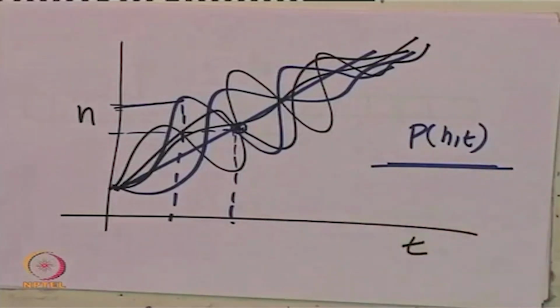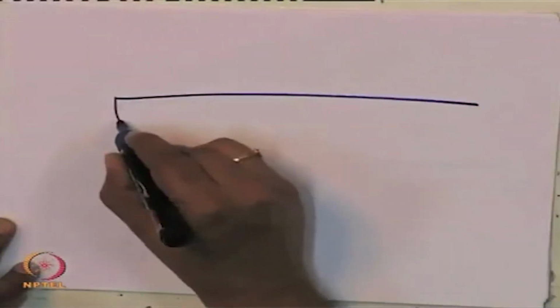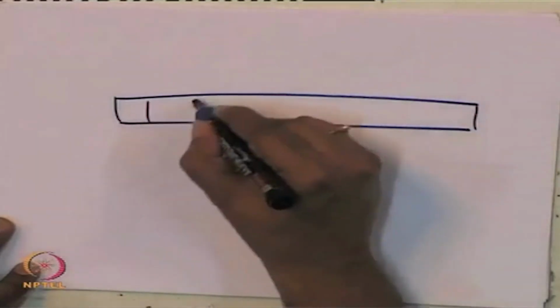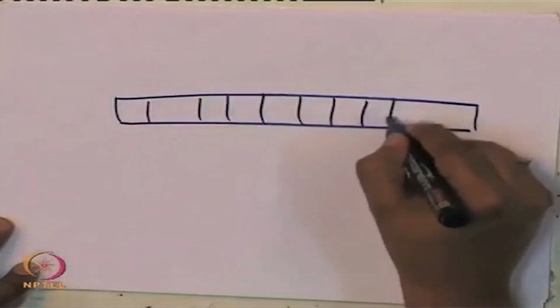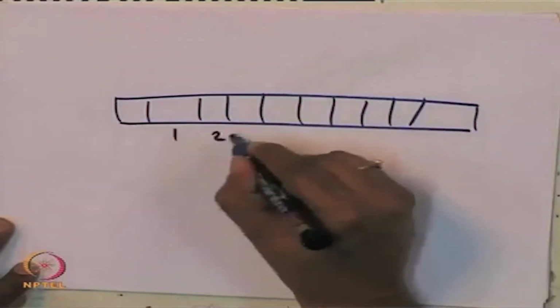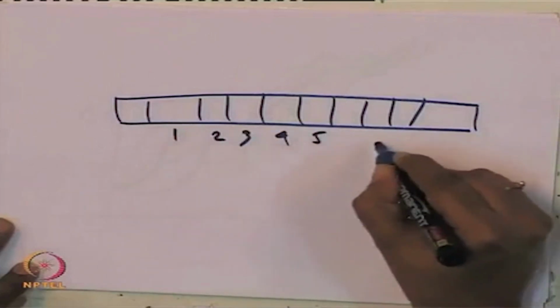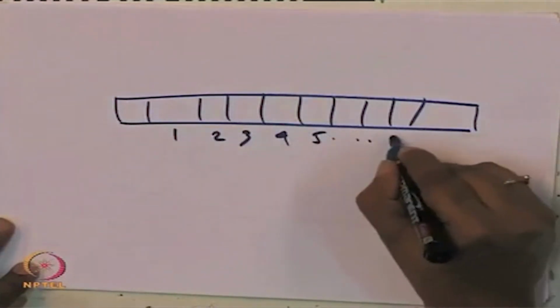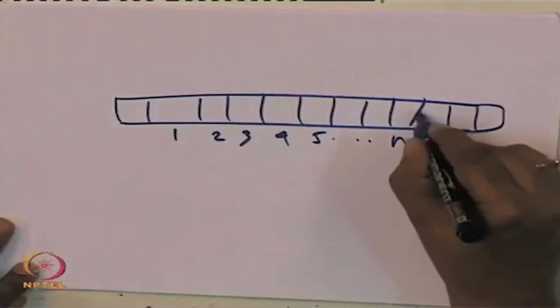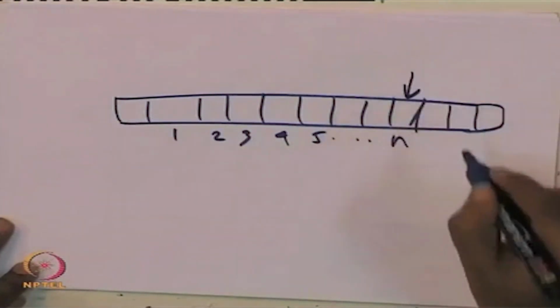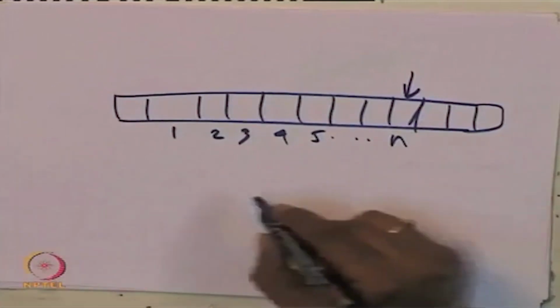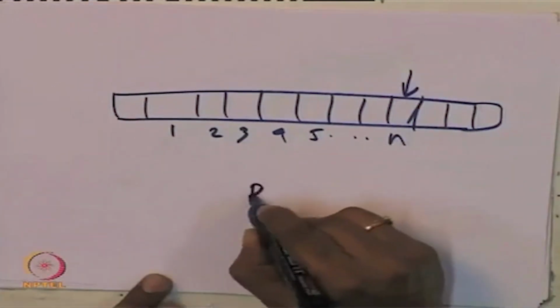You can also define it as the probability that you find the molecular motor in the nth location. So, you can think of locations 1, 2, 3, 4, 5, and again this might be your n. What is the probability that you find the molecular motor here at a particular time t? So, that is P of n, t.